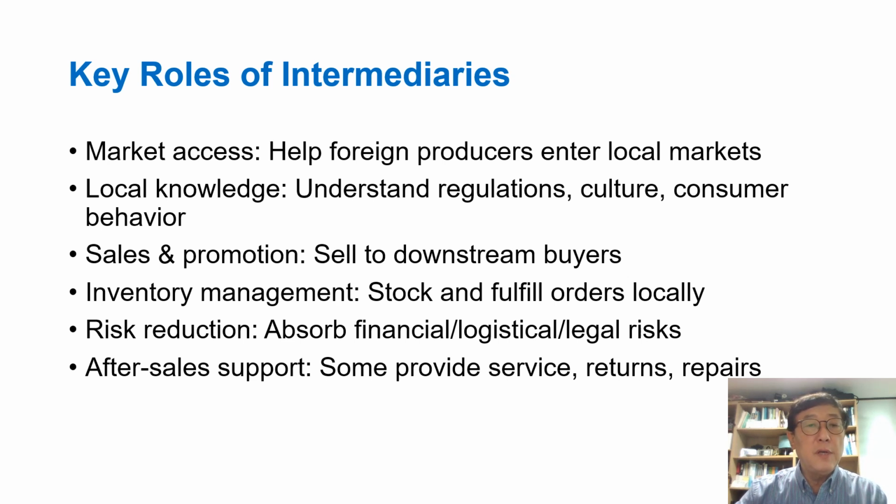And the third one is sales and promotion. So they are selling to the downstream buyers. Upstream means the suppliers or producers. Then they are selling to wholesalers, retailers, and consumers. That part we call the downstream. So they buy from the producer, the intermediary, and then they sell to retailers. That's what we call downstream.